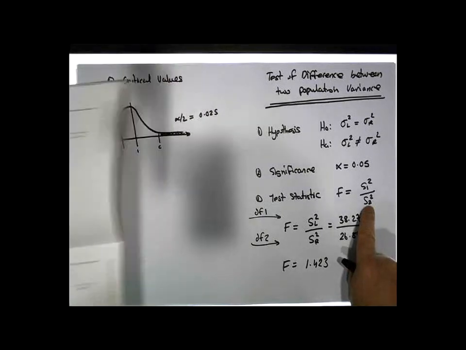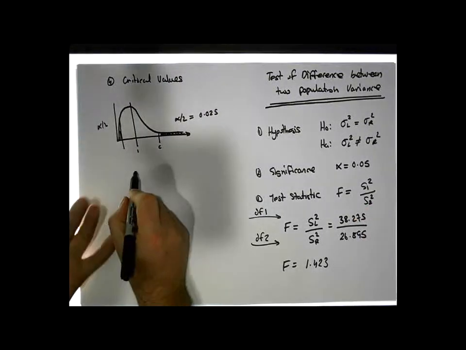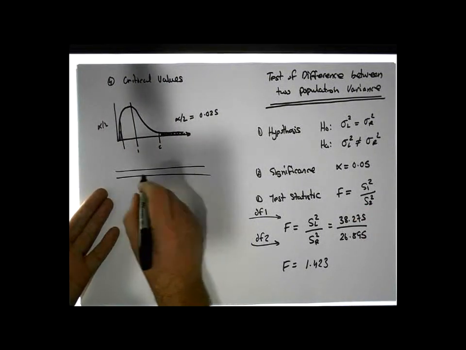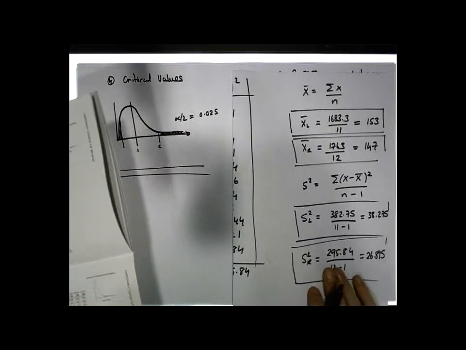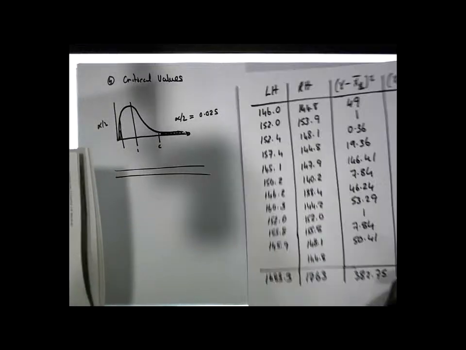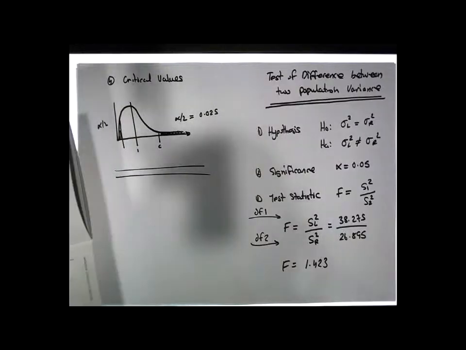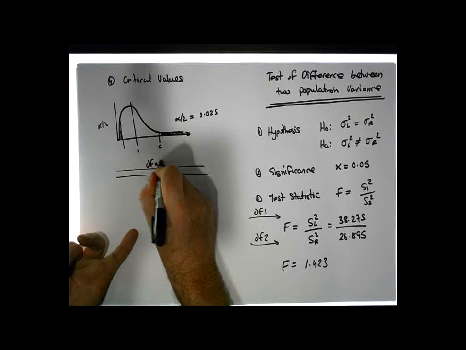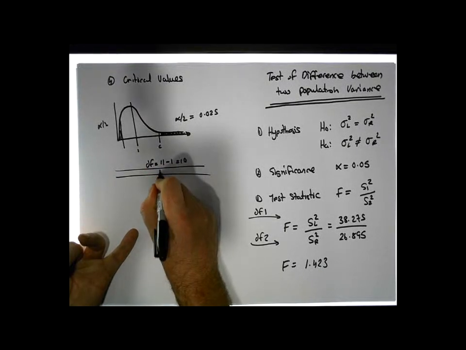So in our case, the group that went in on the top were the left-handers, and the left-handers had only 11 observations. So the degrees of freedom here is equal to 11 minus 1, which is equal to 10. So we're looking at 10.